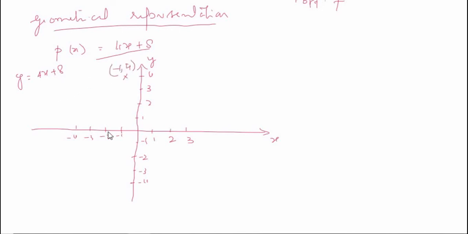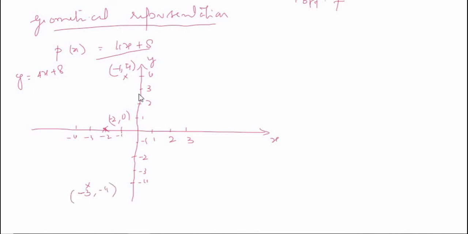Then x is equal to minus 2. This becomes minus 8 plus 8, it becomes 0. So this is the point when x is equal to minus 2, that is minus 2, 0. Now let us take minus 3. When x is equal to minus 3, minus 12 plus 8, so it is minus 4. So this is the point, that is minus 3, minus 4.